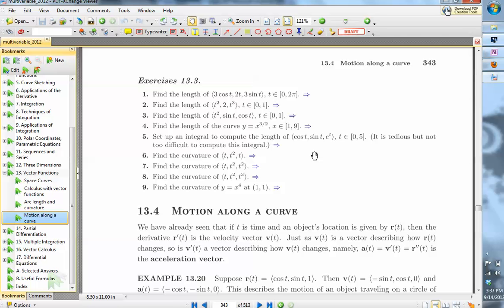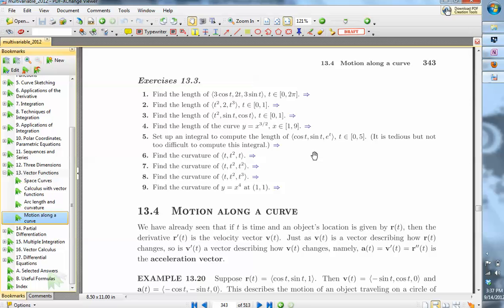These 3 guys are just a fairly straightforward application of the arc length formula. So take the derivative, find the magnitude, integrate, and you're done. Some of these integrals can be a little dicey. Then 6 through 8, find the curvature of, say, t, t squared, and t.